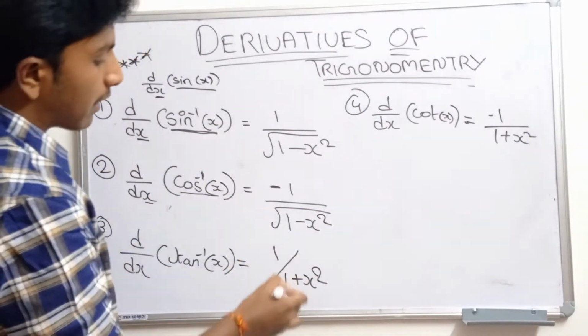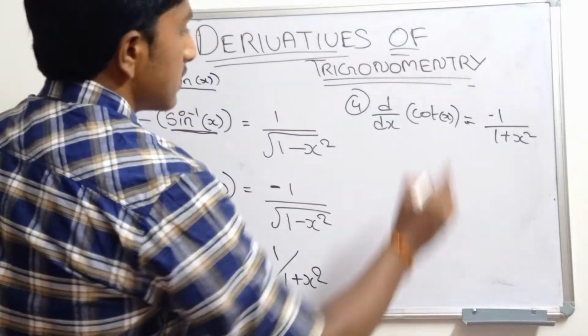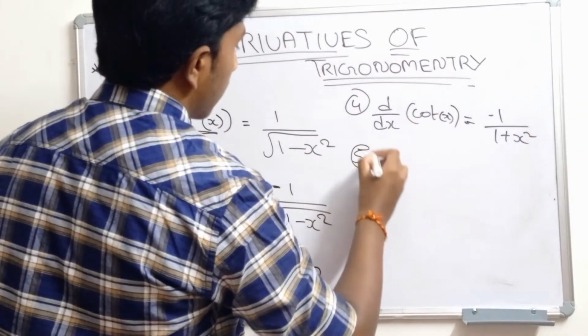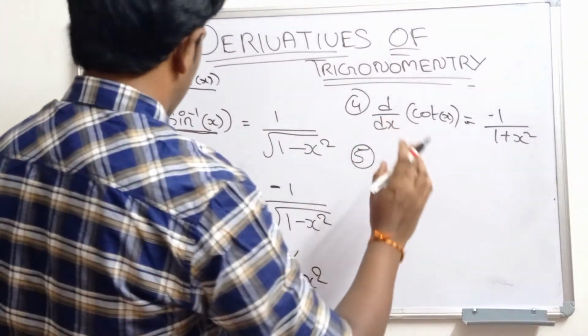Here we do 1 by 1 plus x square, and here just write minus 1 by 1 plus x square. Just change the sign, guys. That's it. The fifth one is, guys, just a minute. The fifth one is secant x.